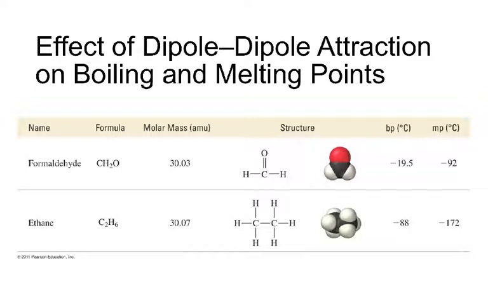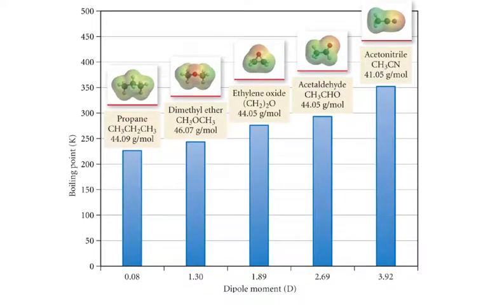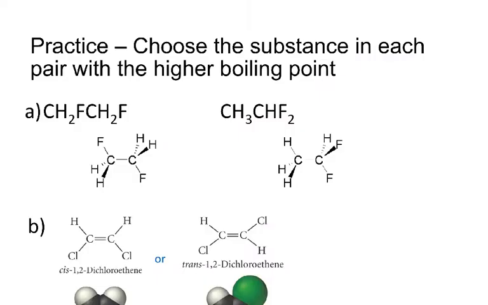So we can compare formaldehyde and ethane, which have very similar molar masses, but formaldehyde has this oxygen that is polar, there's your negative end and your positive end, whereas ethane is nonpolar, and you can see that our boiling point is higher in the polar molecule than it is in the nonpolar molecule. And as we increase our dipole moment, become more polar, our boiling point increases. The stronger the dipole, the higher the boiling point.